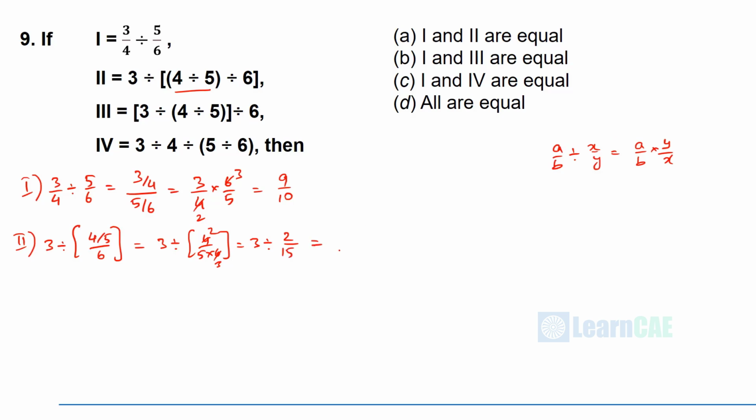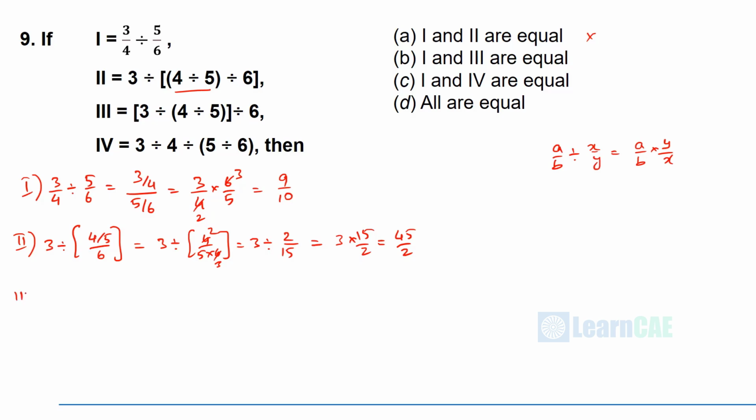Or as per this, we can reverse the second term. 3 into 15 by 2, which is 45 by 2. So 1 and 2 are not equal. First option is not there.